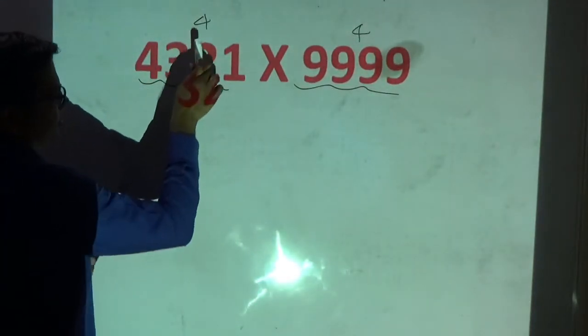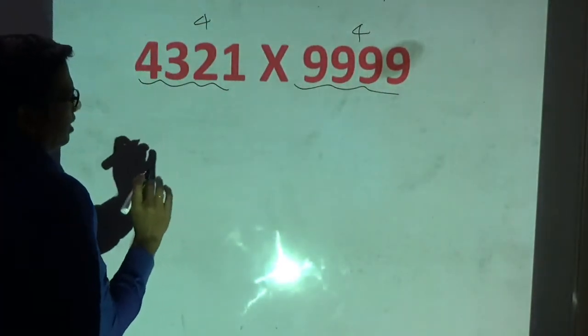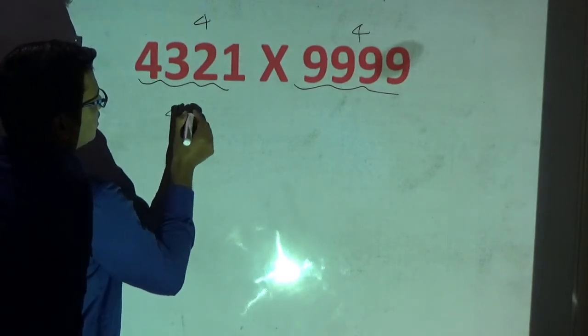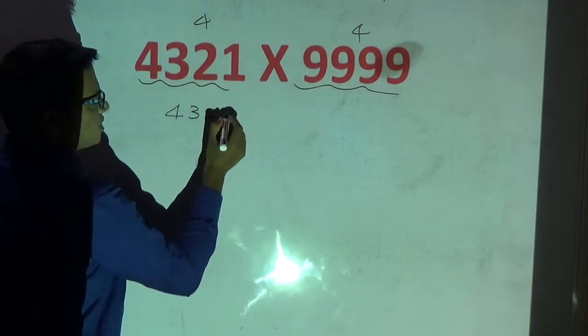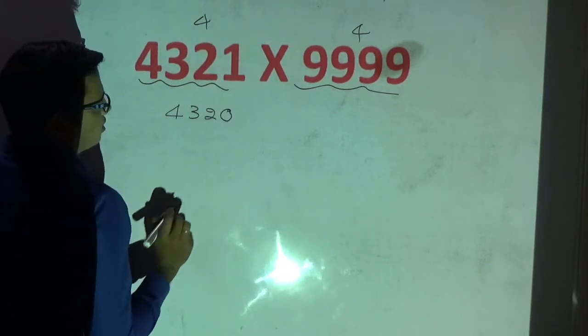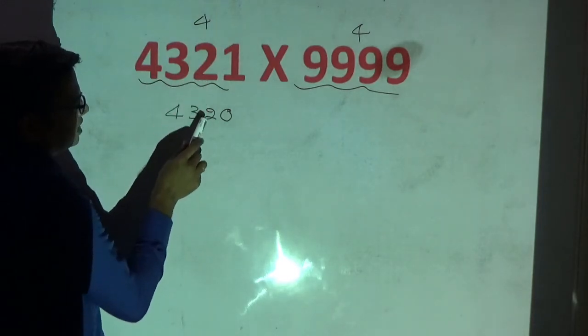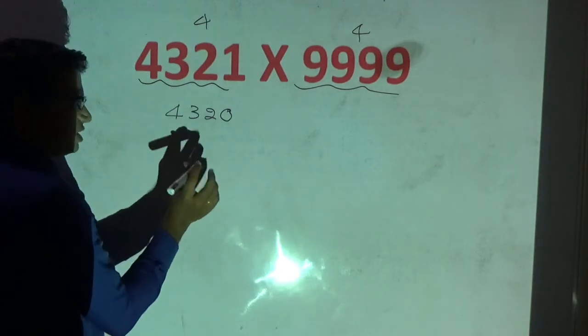Whenever the number of digits in the multiplicand is the same as the number of 9s in the multiplier, you can apply this trick. What does the trick say? Okay, please observe. You write all the digits as they are and the last digit you reduce by 1. 1 minus 1 is 0. This is half of the answer. Okay, my half of the answer is ready. So 4320. This is half of the answer.